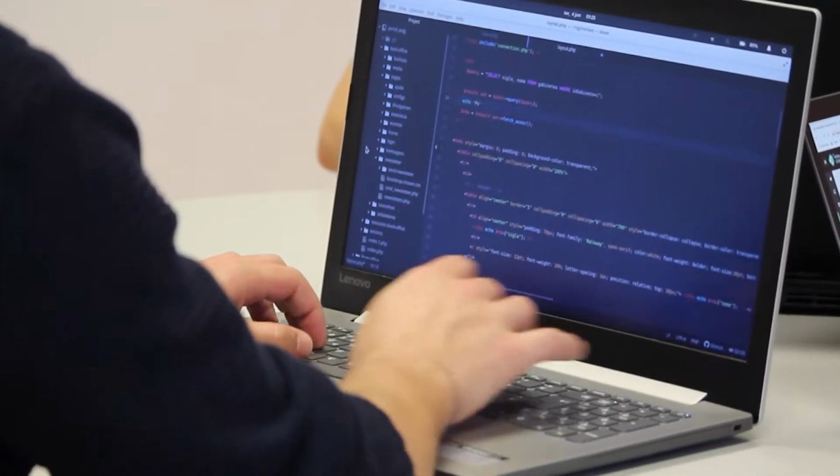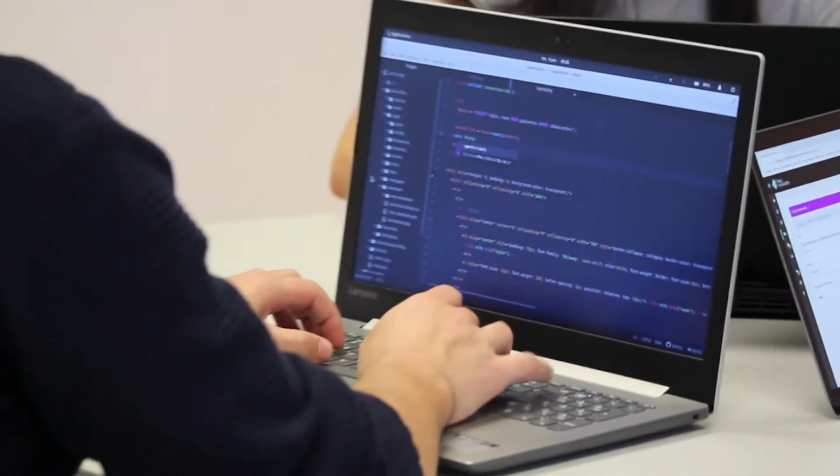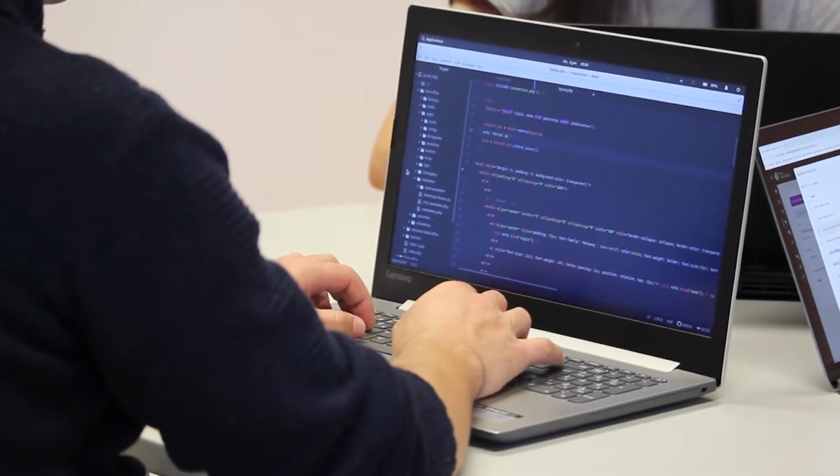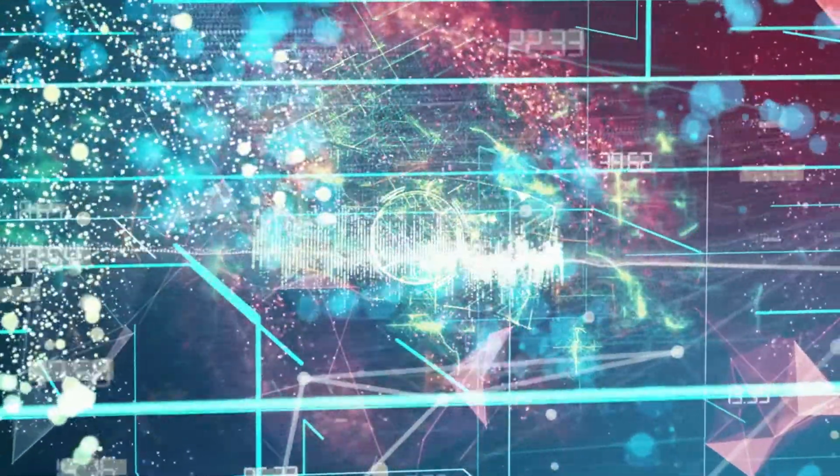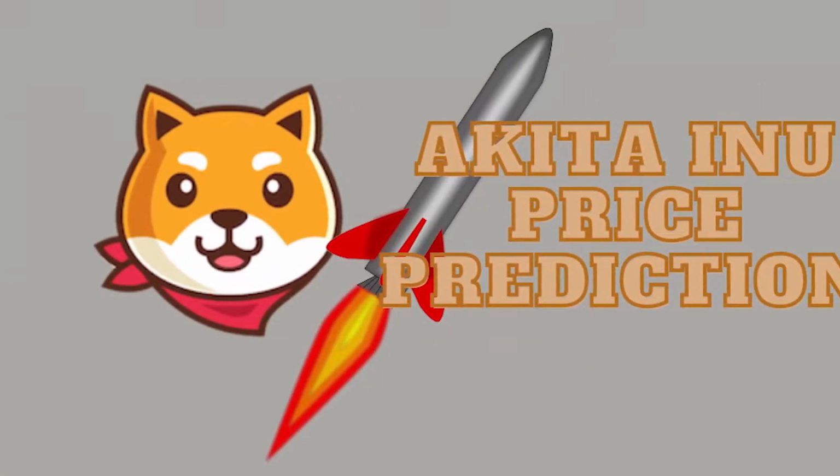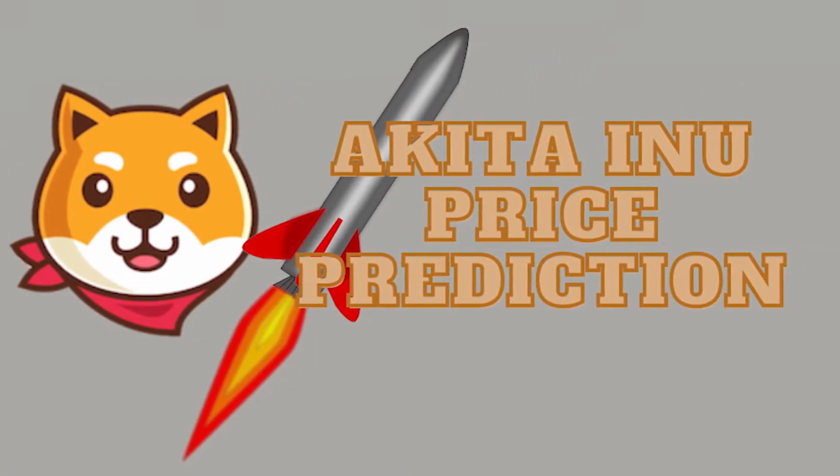Akita Inu was one of the meme coins that could become very popular among the people due to its project. Investors are usually curious about the currency in which they want to invest. Here, we examine the price of this currency.